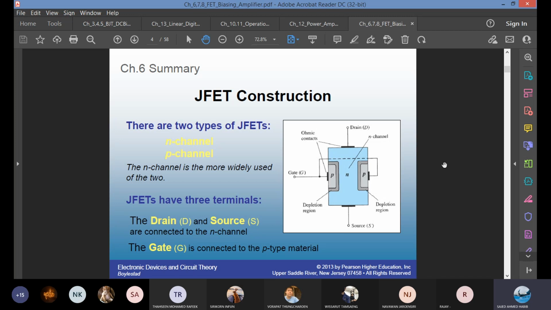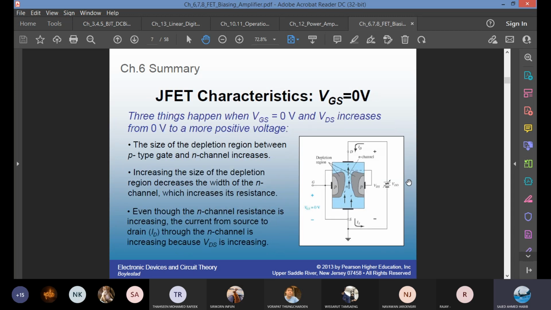If you're having an N channel, the main structure is built on an N-type substrate, N-type material, and then you have a P-type material wrapping around the N-type. The drain and source have separate connections. The gate connection is connected with the P-type material at the two ends. The dashed line shows that it goes around. There's a depletion region between the P and N-type material.